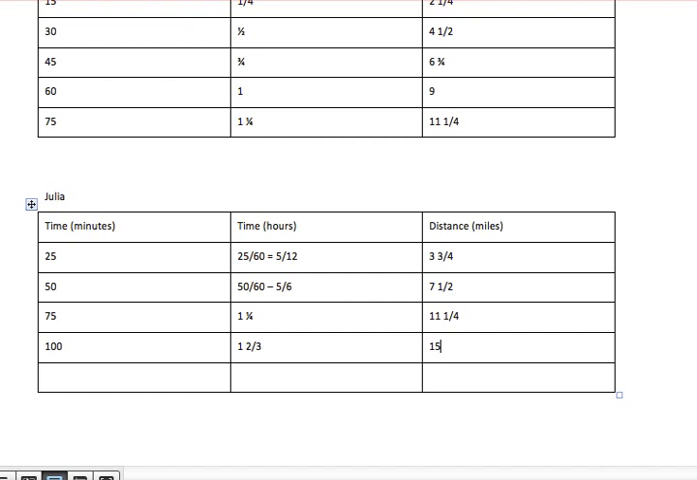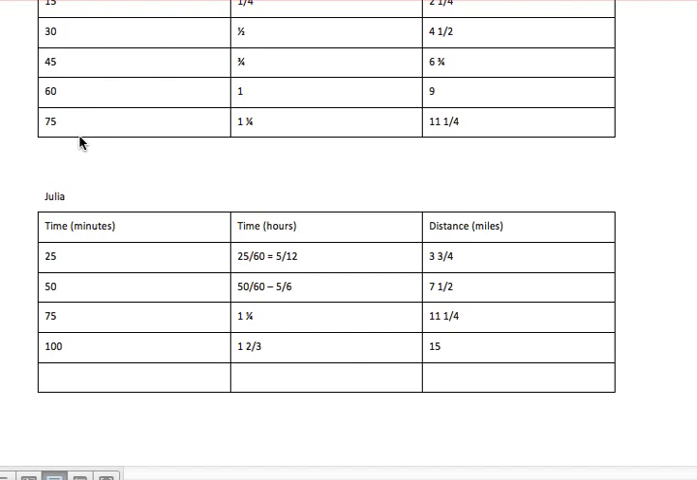So then if we look back and compare the tables, we can see that Julia went further, so this means that she ran faster. Or is that the case? Julia's times are somewhat longer, so we can't just compare the number in the table. We actually need to compare the same units.